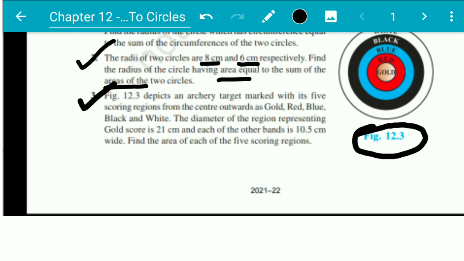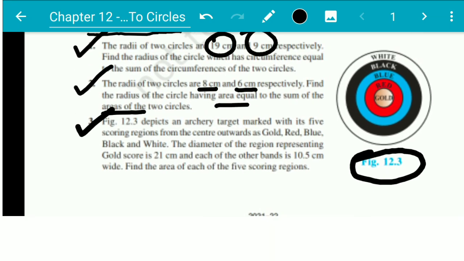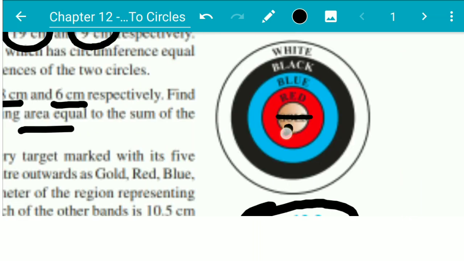So you can see in the figure, first is gold, then comes red, blue, black and white. In the question they have given the diameter of gold only. The diameter of the gold is given as 21. We know whenever we get the diameter, we can find the radius, because radius is half of diameter. If diameter is 21, radius will be 21 by 2. So we got the radius of gold.